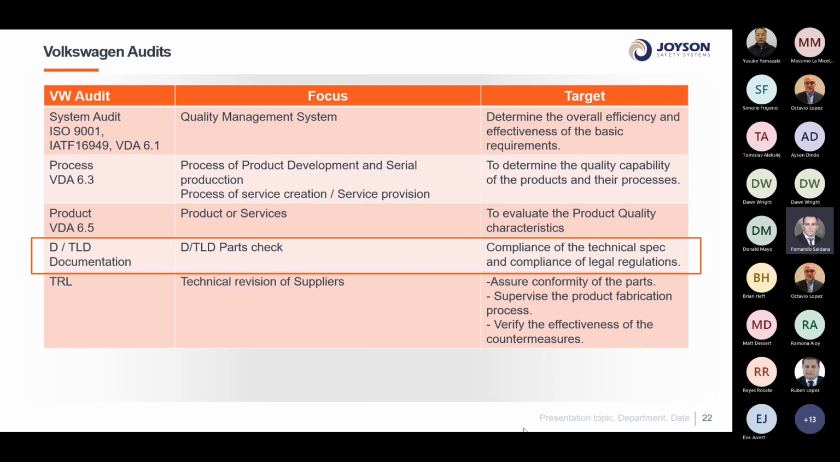Okay, this is the table that Victor was showing at the beginning. It's just to show you the type of audits that are performed by the BW consortium, and some of them are requested to us as well and our suppliers. So I'm going to talk a little bit about D-TLD audits or assessment, where the focus is safety and critical characteristics and their documentation. The target is to have compliance with the technical specifications and also compliance with legal regulations.